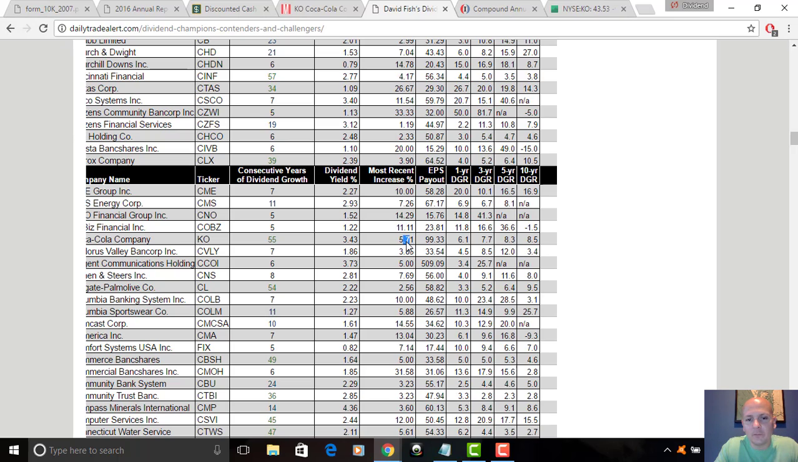The most recent increase was a little under 6%, and you see the numbers drop here: 5-year 8.3, 3-year 7.7, 1-year 6.1, and you see that deceleration really playing out because the payout ratio is so high. Coca-Cola is essentially sending all of its earnings out to shareholders in the form of a dividend. Their payout ratio is basically 100% right now.